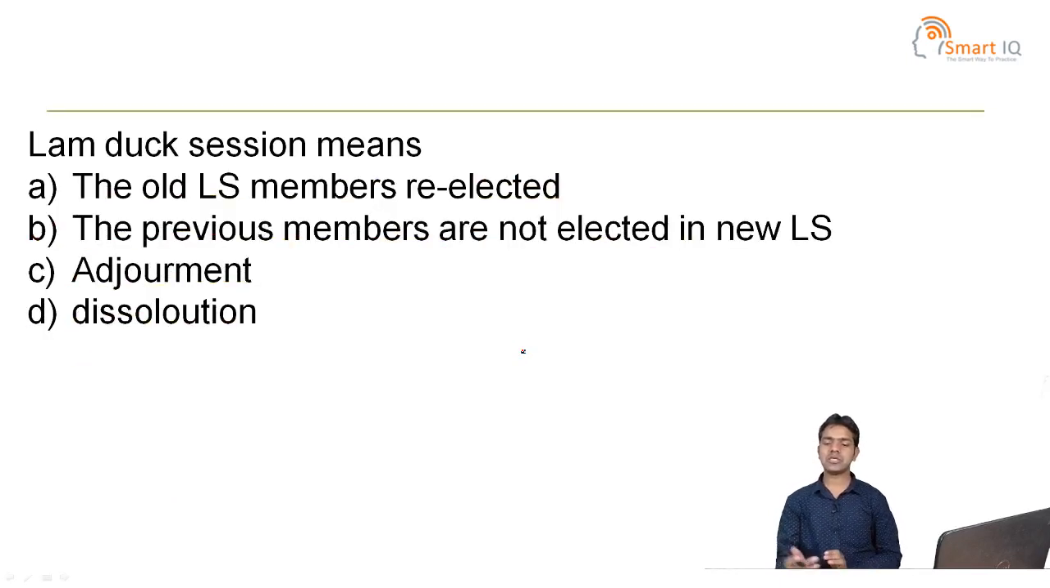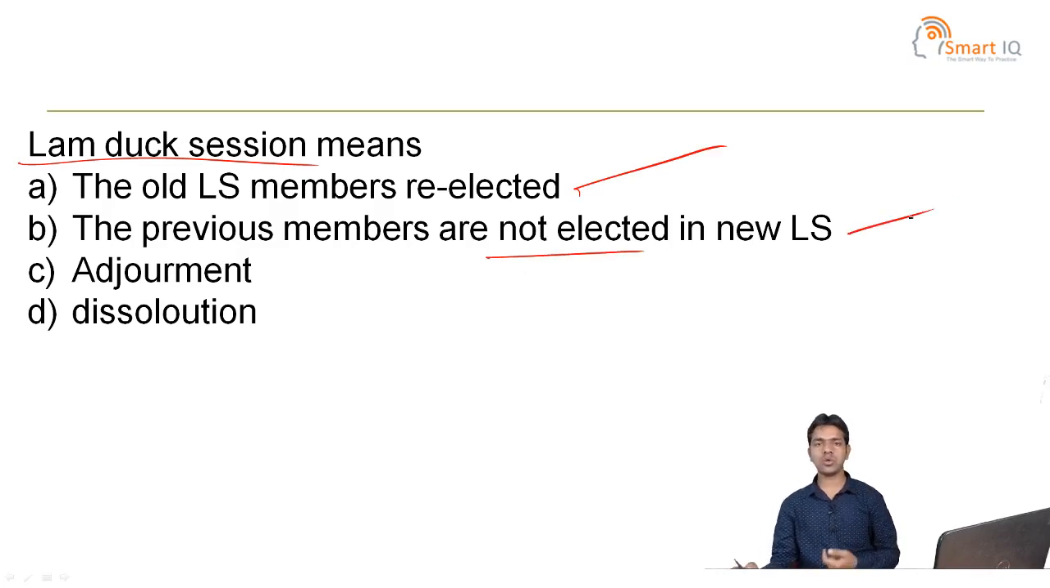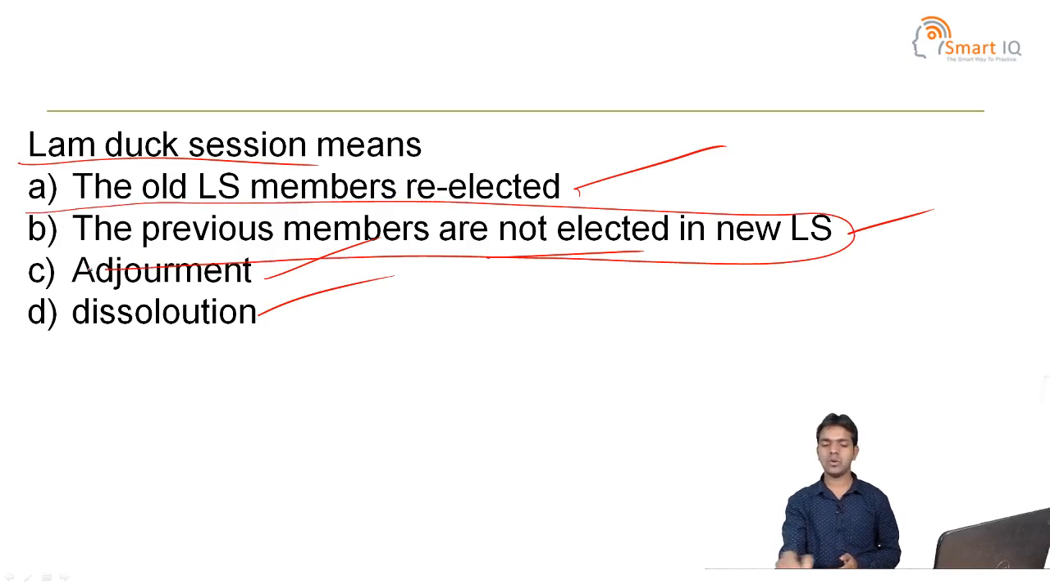So lame duck session means, option A, the old legislative members are re-elected. Option B, the previous members are not elected in the new Lok Sabha elections. Option C, adjournment. Option D, dissolution. Here option B is the correct answer. The lame duck session means the previous members are not elected in the new Lok Sabha.